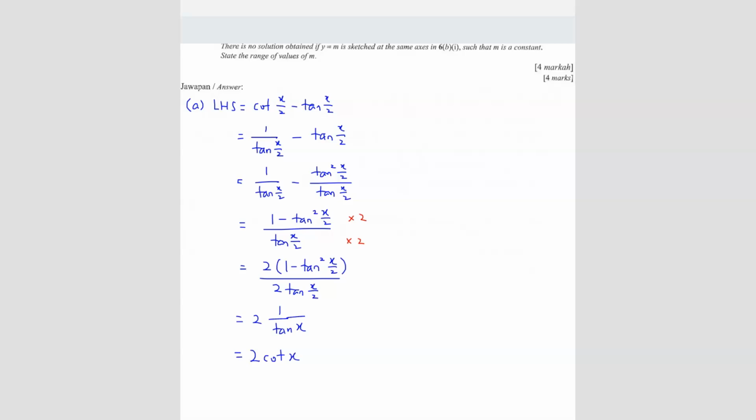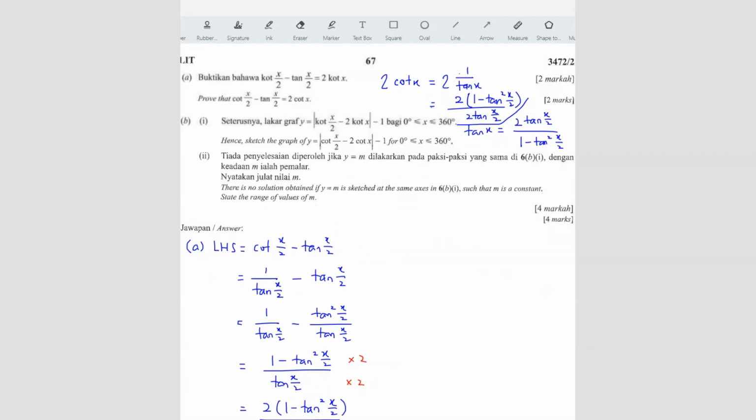So it's 1 over tangent x. Okay, yeah, basically that's how you do it. Okay, next. By the way, if you find this complicated, you can either do it your way, or you can just type in a comment, then I'll try to explain better. Okay, alright, let's see question B.